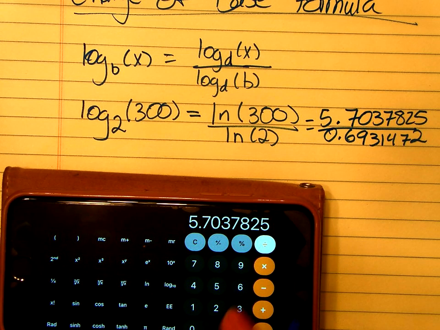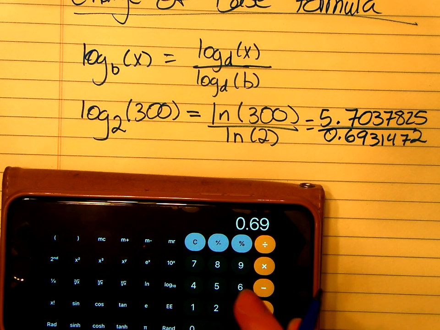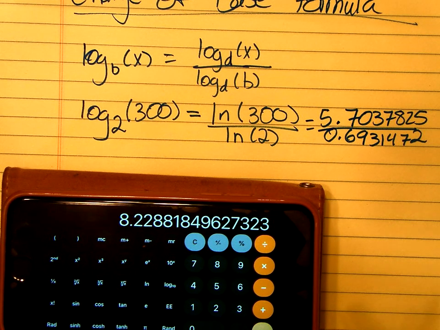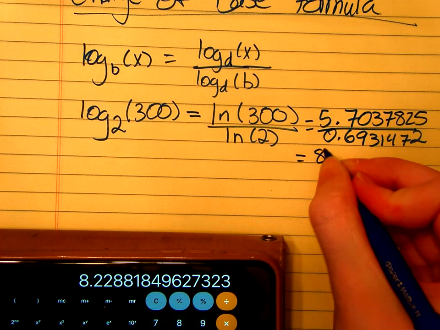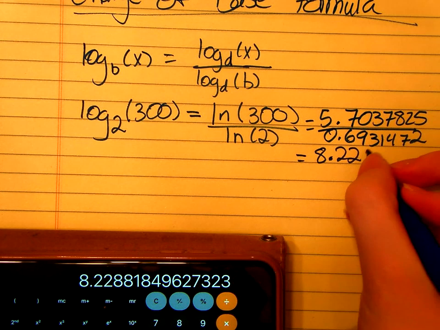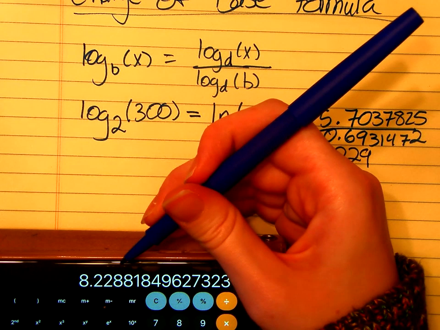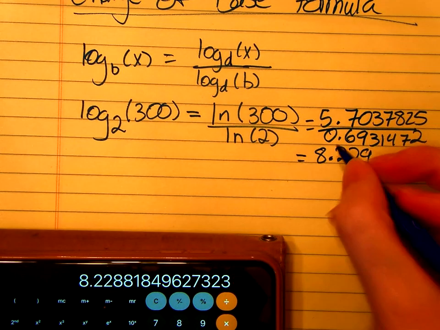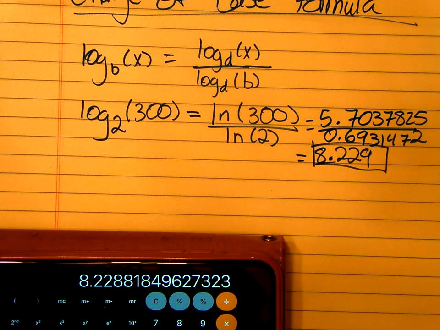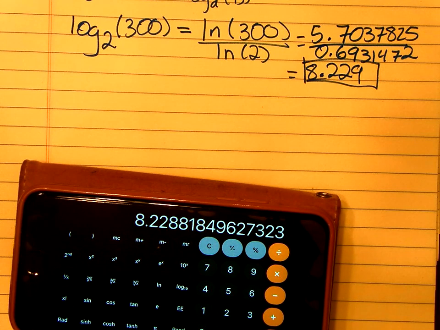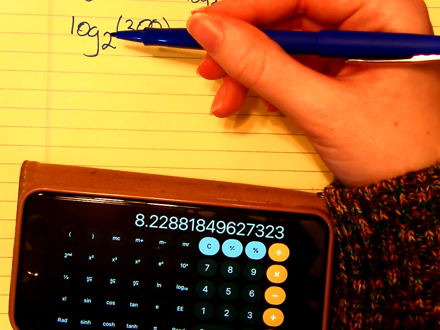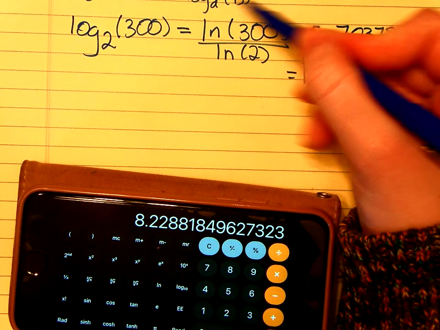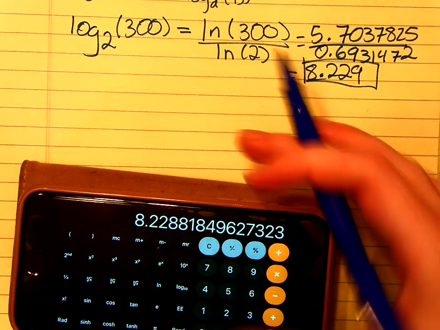5.7037825 divided by 0.693142. So that gives me as an estimate 8.229. Since remember, you're always looking at the number right behind there to determine does it round up or down. 8 rounds up, so then that becomes a 9. And that's all you're expected to do. Because the reality is our calculator doesn't have a log base whatever I want button, but I can always change whatever base I want into the change of base formula in order to estimate it.